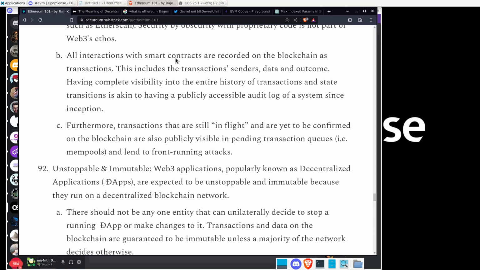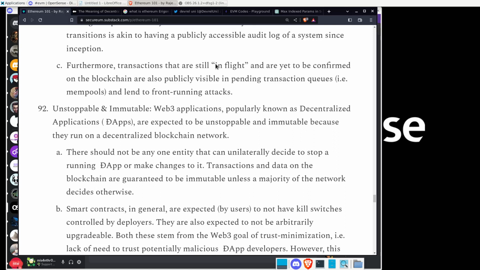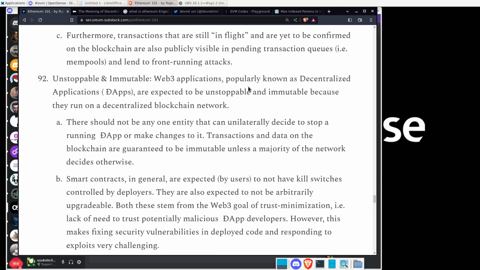All interactions with smart contracts are recorded on the blockchain as transactions. These include the transaction senders, data, and outcome. Having complete visibility into the entire history of transactions and state transitions is akin to having a publicly accessible audit log. It's true. Furthermore, transactions that are still in flight and yet to be confirmed on the blockchain are also publicly visible. We're talking about the mempool and the pending transaction queues, leading to front-running attacks.